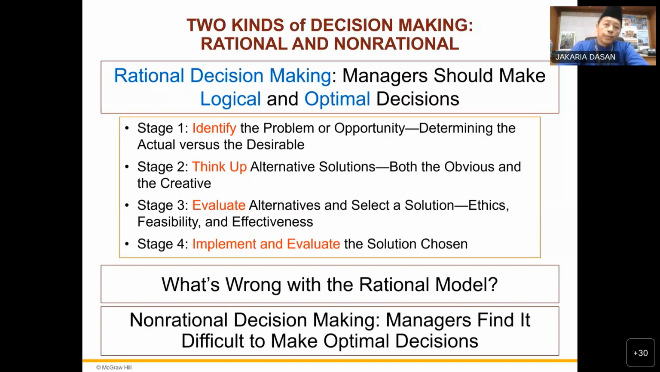Secondly, how to solve that problem. This is what we call think up, find the answers, solution. So first we identify, second, what are the solutions, third, when we choose that solution, how effective it is in solving the issue. So we need to measure it, we need to evaluate it. So first identify, second think up, the third one is evaluate.